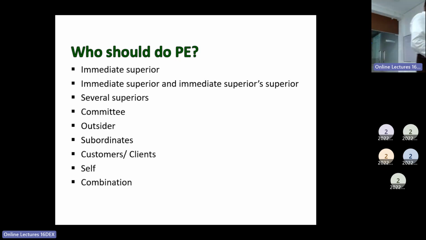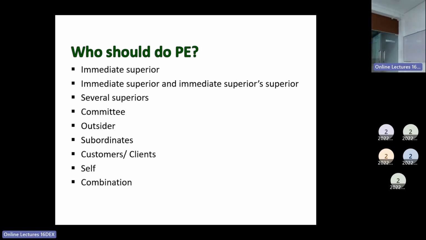So combination, the best method is the 360-degree method. Nowadays they even talk about 720-degree. This is called the 360-degree method. So you have your post evaluation, superior, subordinate, peer evaluation, self evaluation, outside, committee. You get all the parties, then it will be more accurate. But the problem is, it's very costly, it takes time, difficult. But 360-degree is the best evaluation. If you can do it, the best.